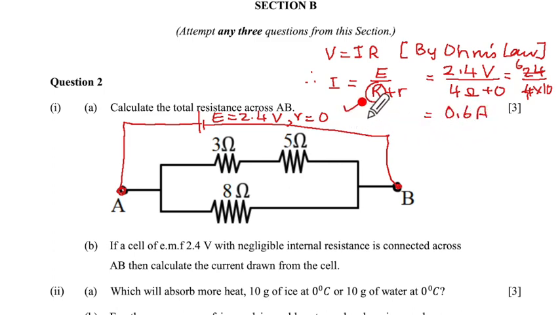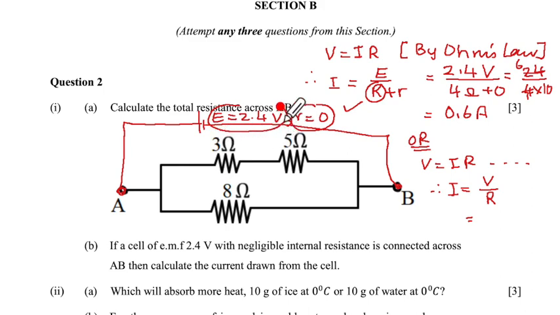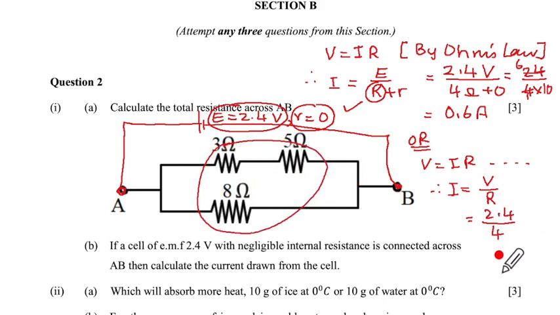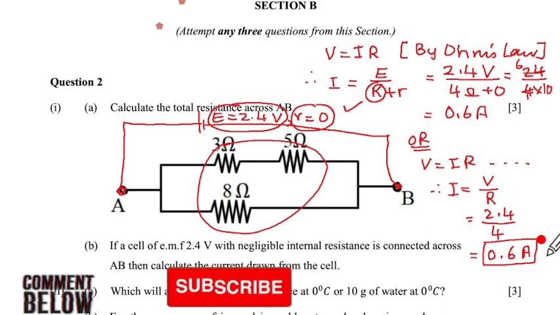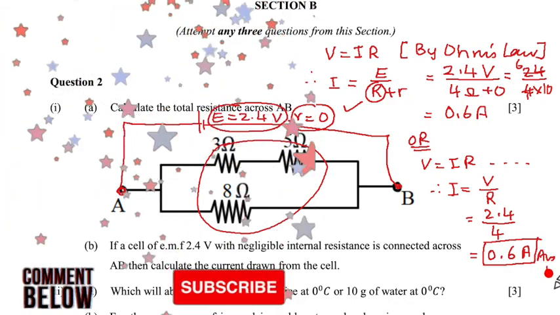You could either use this method, or you could say V is equal to IR by Ohm's law, and therefore I is equal to V upon R. Why did I say V upon R? Because internal resistance is 0, then your EMF is equal to V, so that is 2.4 upon the resistance in the circuit, which is 4 ohms. It will still come to 0.6 ampere. And that is our answer B.